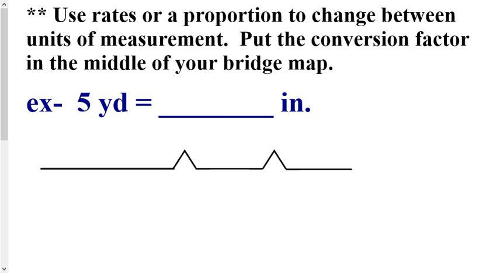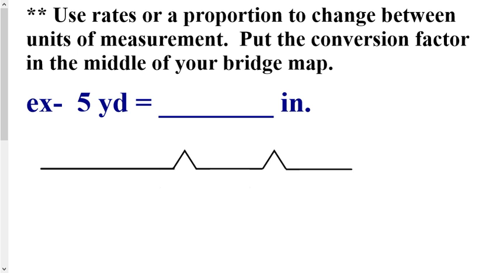It says use rates or proportions to change between units of measurement. Put the conversion factor in the middle of your bridge map. So the numbers are going to go in the middle, the units in the beginning part. So we're looking at 5 yards. We want to change 5 yards into inches. You've probably learned how to do this before, and you've learned that you either have to multiply or divide by a certain number, but a lot of times people forget or can't figure out if they're supposed to multiply or divide. This method will help you not to have that issue. That's why I really like it.